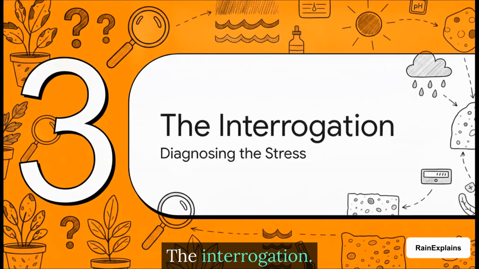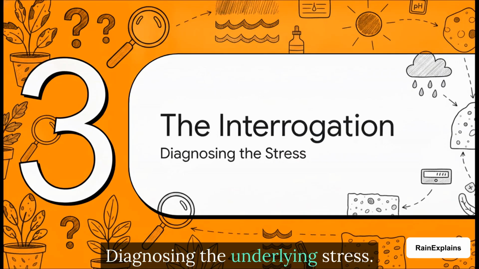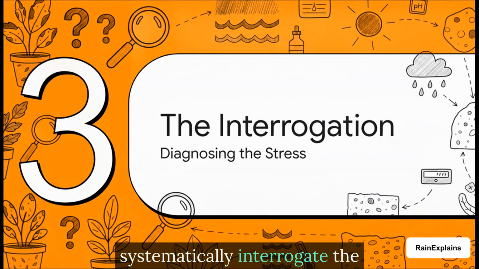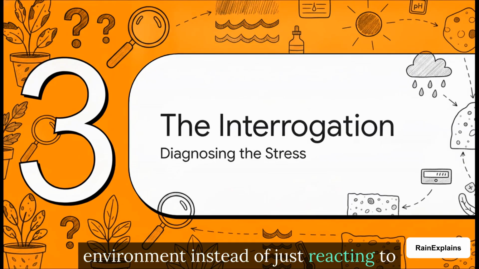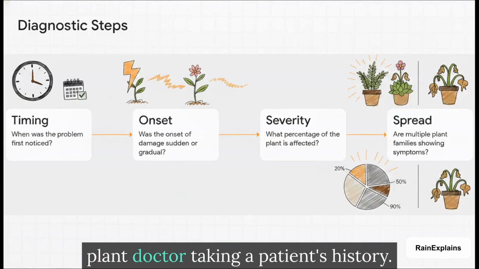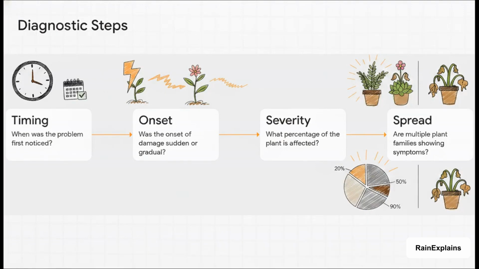Section 3. The interrogation. Diagnosing the underlying stress. To actually solve the case, you have to systematically interrogate the environment, instead of just reacting to the symptoms you see on the surface. You've got to think of yourself like a plant doctor taking a patient's history. Build your checklist with these 4 vital questions.